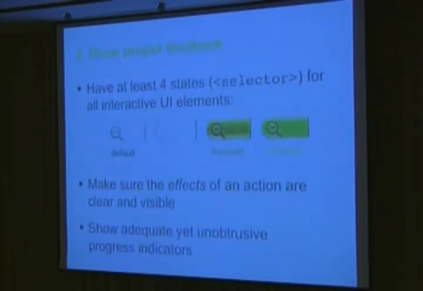And number 3, show pop-up feedback. For all the interactive UI elements, try to have at least 4 states. One is the default state, another one is disabled, a state for when someone presses the button, and another state when the element is focused. Also make sure the effects of an action are clear and visible.